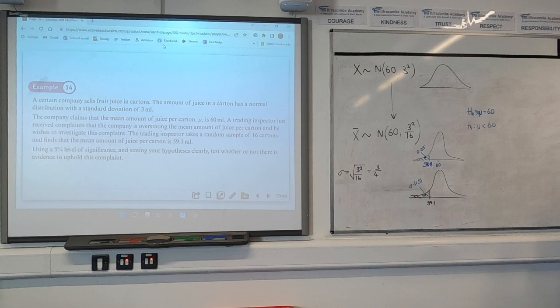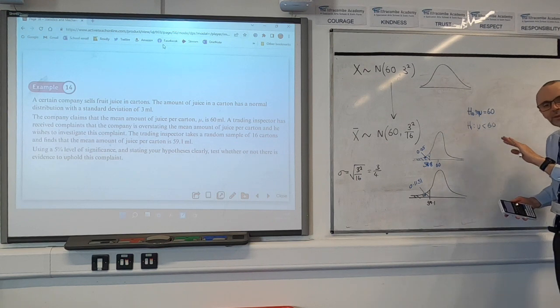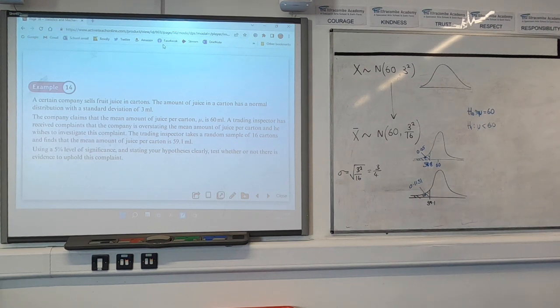There's not enough evidence to suggest that the mean is less than 60. And we always have to write that sentence both out of context, there's not enough evidence to reject the null hypothesis, and then in context, which means that we don't have enough evidence to support the complaint that the mean is less than 60 millimetres.